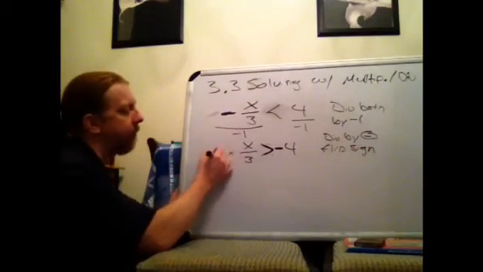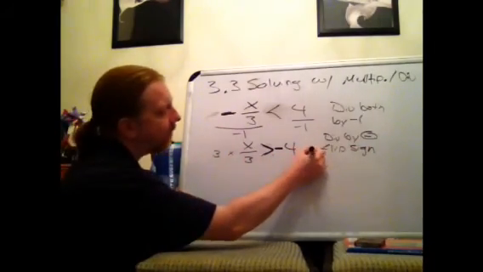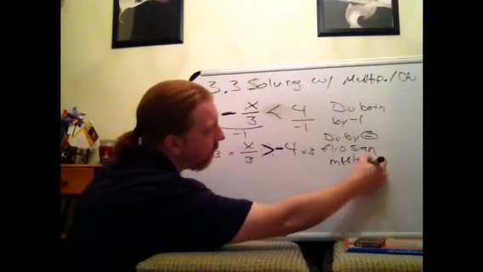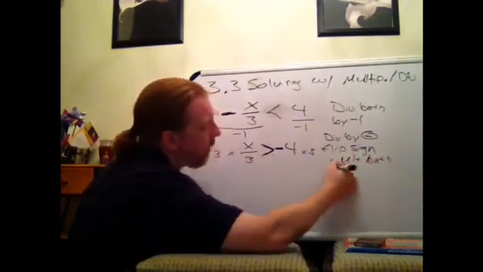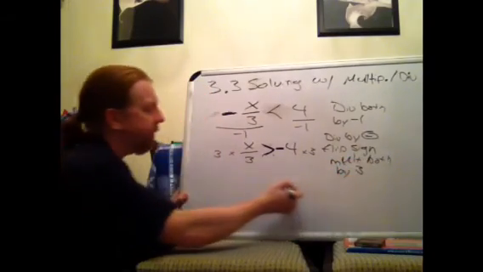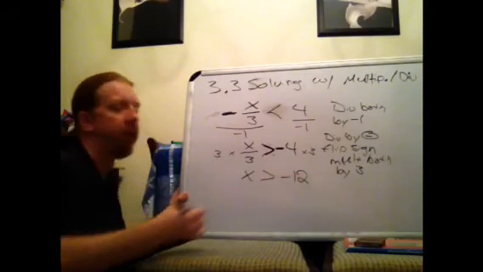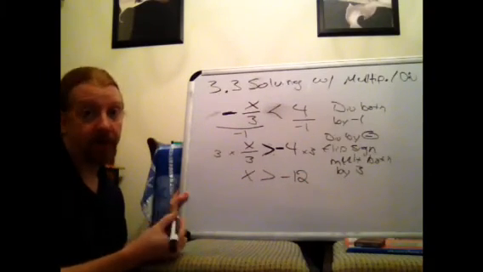Now I can go ahead and finish my problem. I multiply each side by 3, and I now have x is greater than negative 12. That would be the algebraic solution.